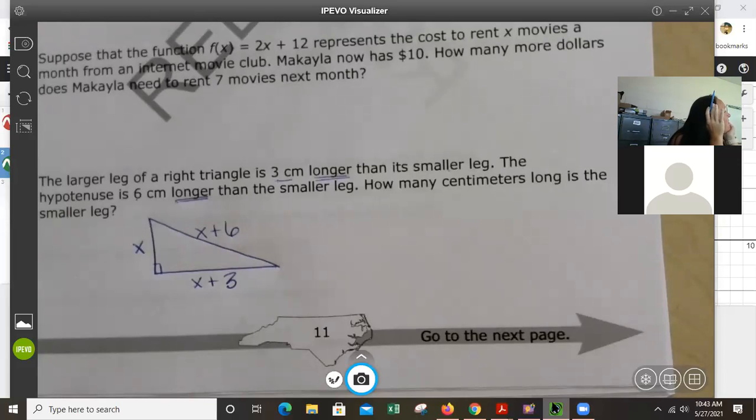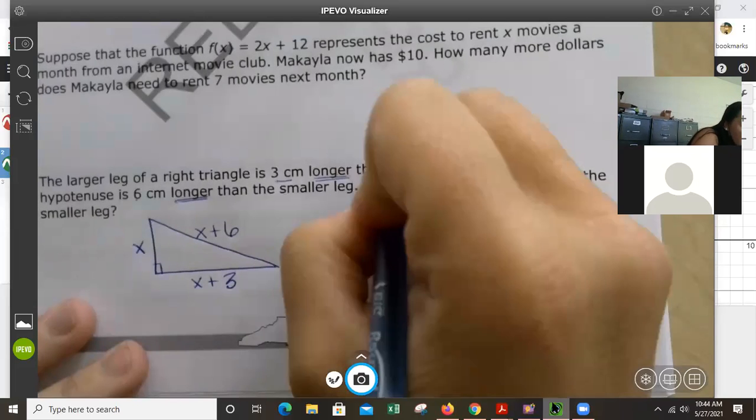How about a squared plus b squared equals c squared. Pythagorean theorem. Okay. So we're going to do that. I'm going to write it up here just so you guys can see it.